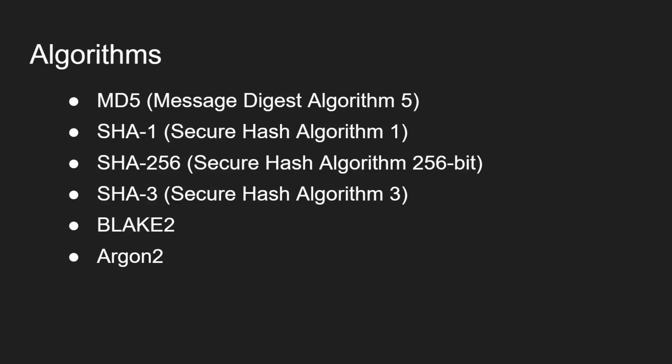Argon2 is a memory-hard password hashing function designed for securing password storage. It is considered one of the most secure choices for password hashing due to its resistance against GPU and ASIC attacks. Argon2 is designed to be computationally intensive, making brute force attacks more difficult and time consuming. So speaking of hashing passwords, I guess Argon2 is the best choice.